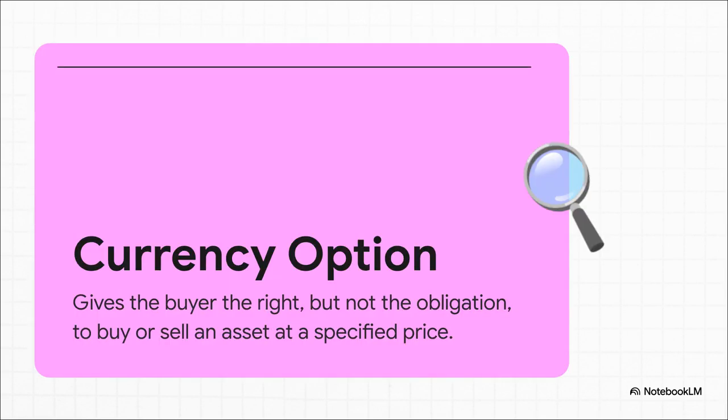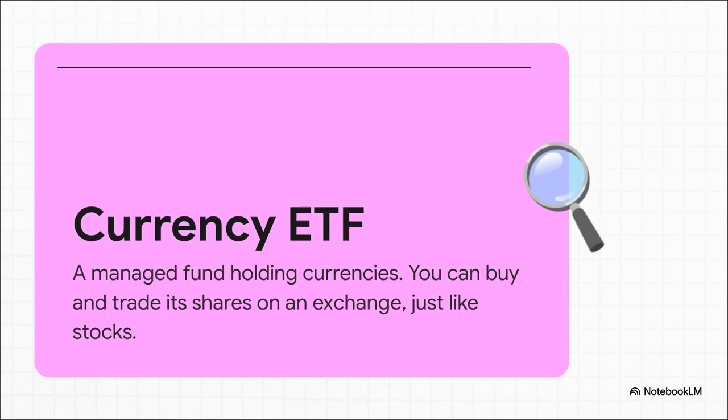Then you've got currency options. Now, these are kind of similar to futures, but there is one massive game-changing difference. An option gives you the right to buy or sell, but not the obligation. You can walk away. And that flexibility? That's the whole point. And finally, probably the most straightforward product for most people, currency ETFs. It's pretty simple. A big institution buys up a bunch of currencies, puts them into a fund, and then sells shares of that fund on an exchange. It's an easy way to get exposure. And guess what? It trades just like a stock.